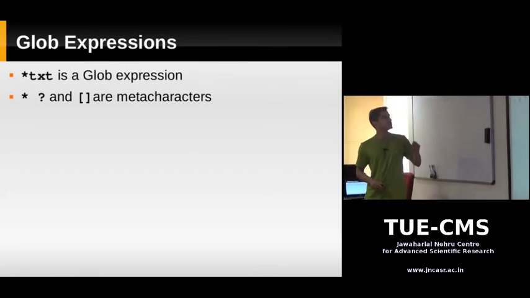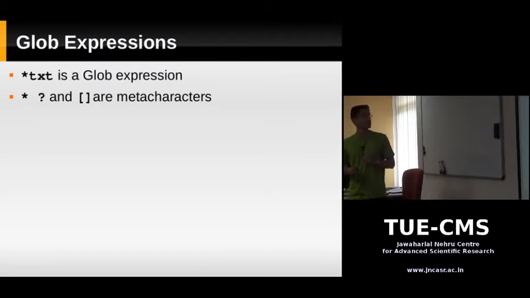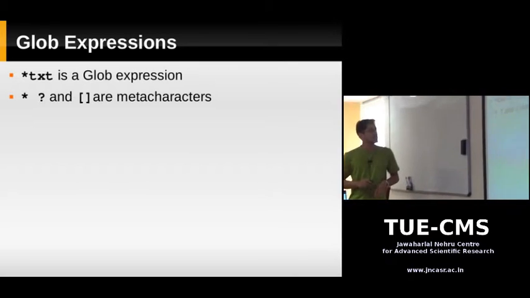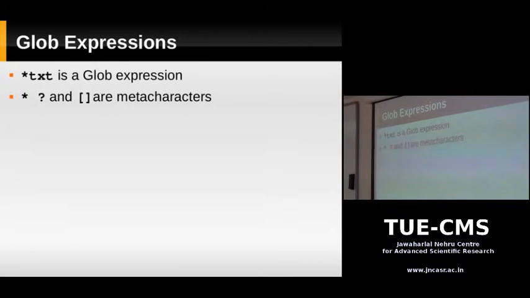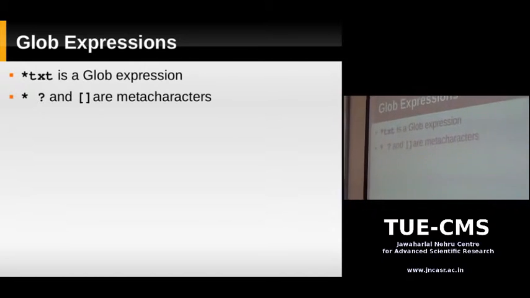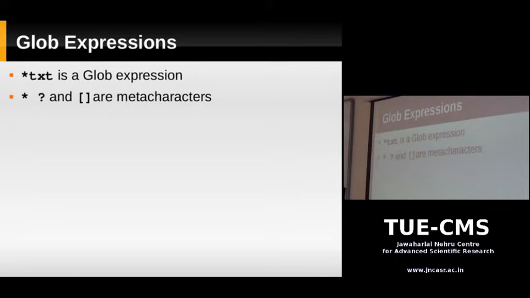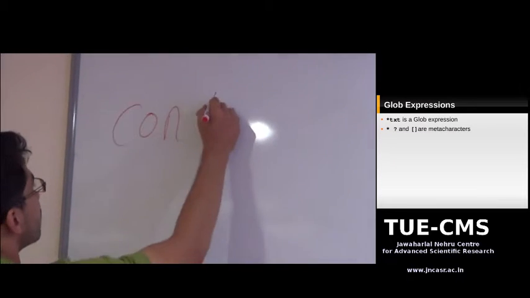Now there's a special name for this. *txt, any expression using these special shell characters, are called glob expressions. They're called globs. And within a glob expression, these characters have special meanings. So star, a question mark, and these square brackets, they have special meanings. So now you know what star stands for. Your star can appear anywhere in your string. So you can write something like con*txt. You can type something like this. So it can appear anywhere in your glob.